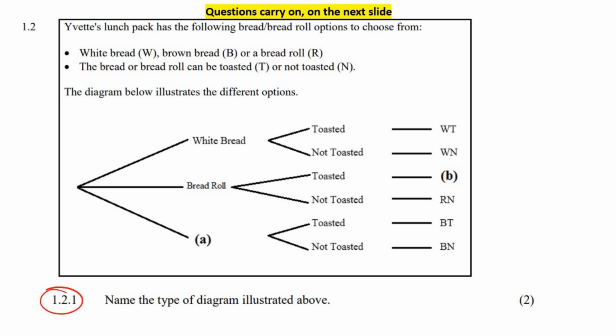So this diagram, it says name the type of diagram. Whenever you have these branches like that, you see how I just said branches? We know that branches come from a tree. So we call this a tree diagram.